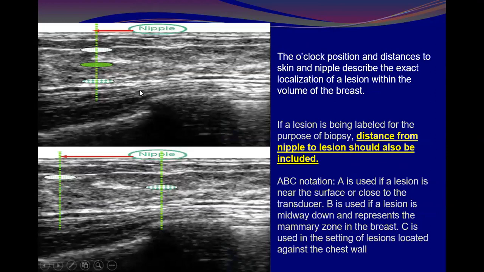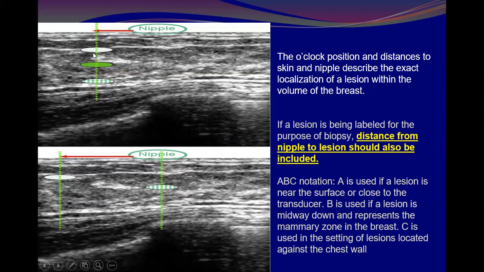This image demonstrates the lesions at anterior, middle, and posterior, and their distance from the skin. And this, the distance here from the nipple, we will not measure it like that. We'll make a perpendicular line toward the skin, and then from the skin to the nipple, to measure the distance from the nipple.